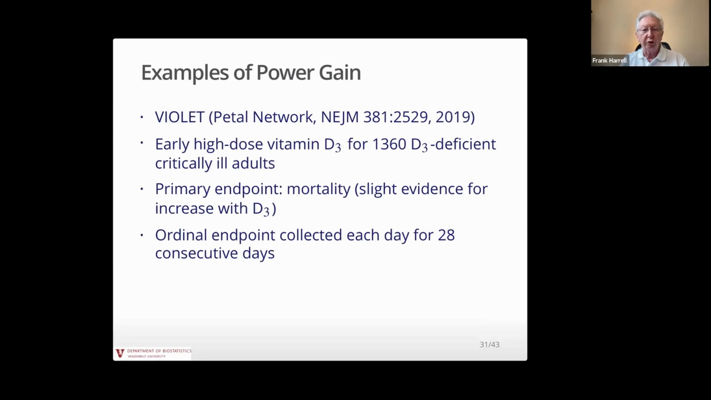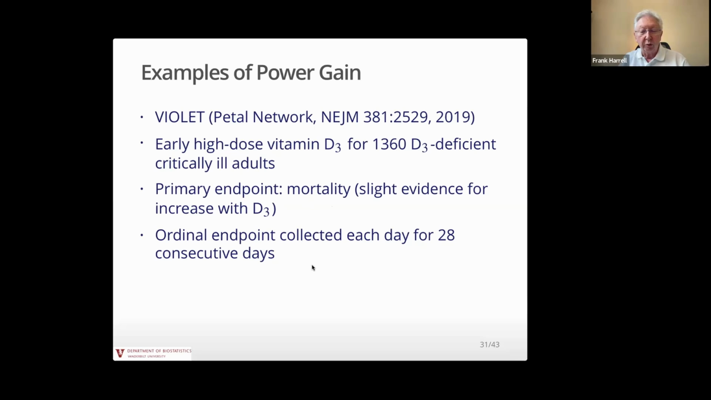This is some examples of how power is gained by looking at the data this way. This is a reanalysis of a study called VIOLET, which is a study of vitamin D therapy for patients with acute respiratory distress syndrome. So these are patients in the intensive care unit, randomized to placebo or high-dose vitamin D, and the primary endpoint is mortality, where there was evidence for a slight increase in mortality due to vitamin D. You know, we've seen as many or more studies where vitamin D hurts you than it helps you.